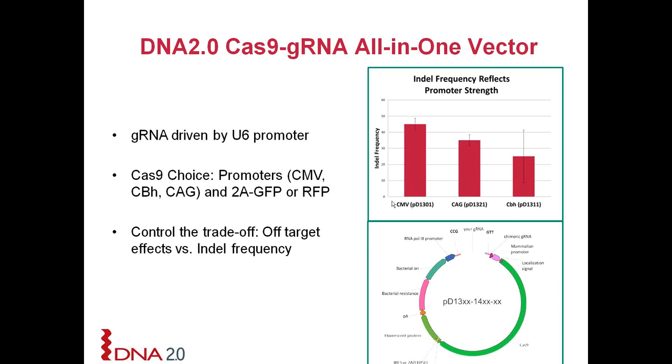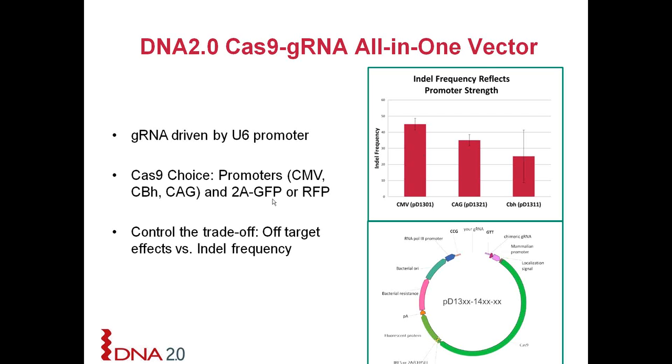The idea being that if you can modulate on-target activity, you can also perhaps control the trade-off with off-target activity. If you get lower on-target activity, presumably that might mean slightly lower off-target activity as well. So you can choose a promoter that works well for you.